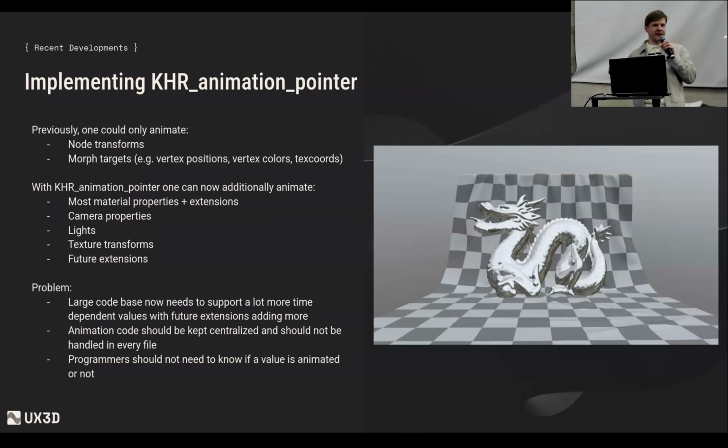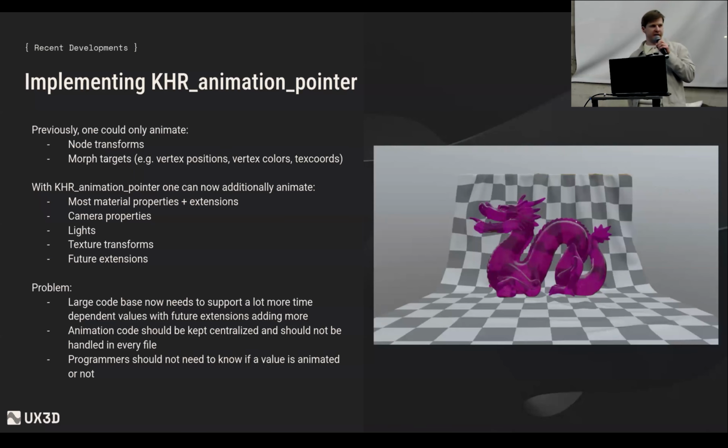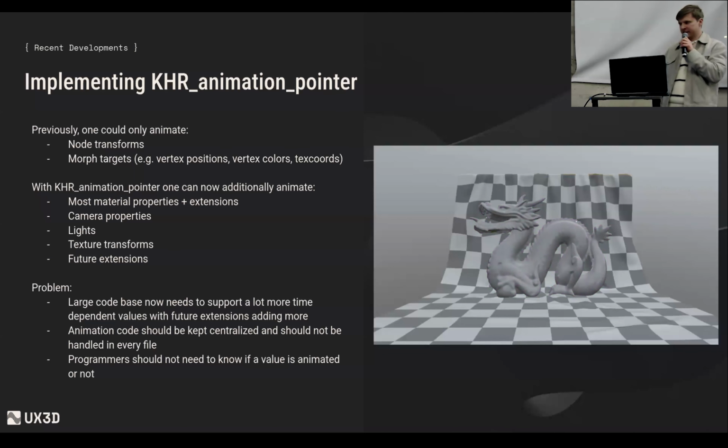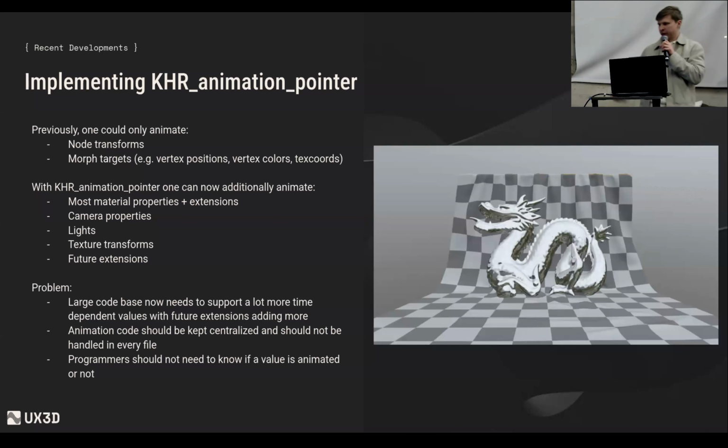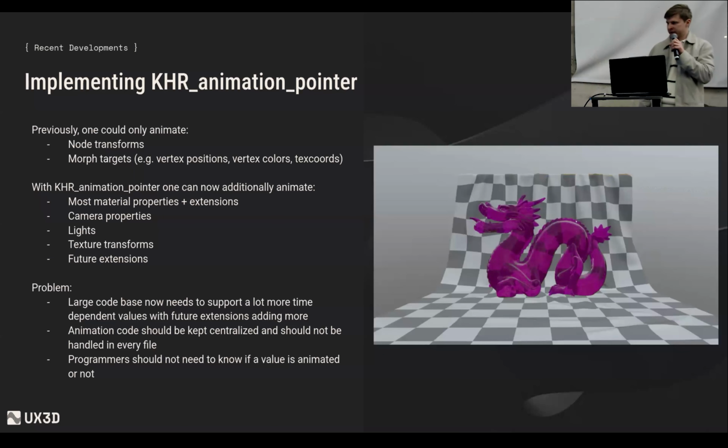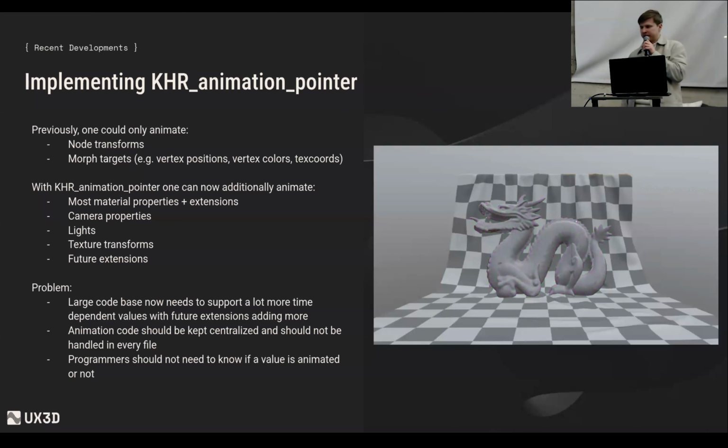So you can just find a JSON pointer to a property in glTF, create a sampler and change it basically. As you can see here, some material properties are animated in that case, but you can also animate cameras or lights or texture transform, and also all future extensions. This will also be a big part for the future, for example.